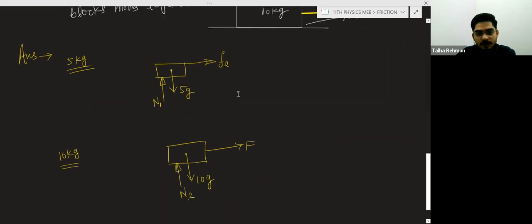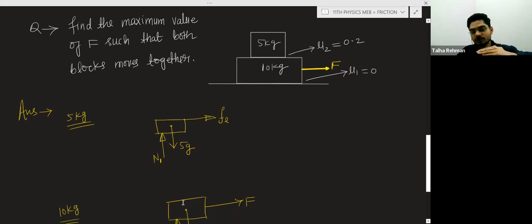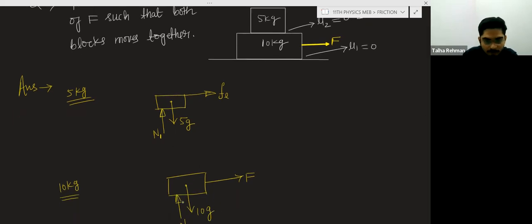Okay. Now this N1 is the normal reaction. N1 is the normal reaction given by the surface of the 10 kg. So in the opposite direction, the surface of the 5 kg will give the normal reaction to the 10 kg like this.